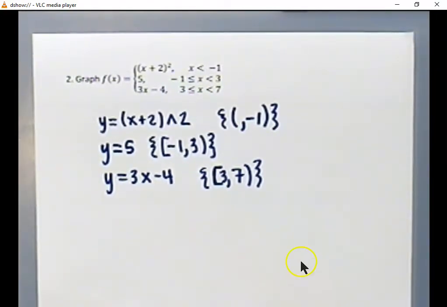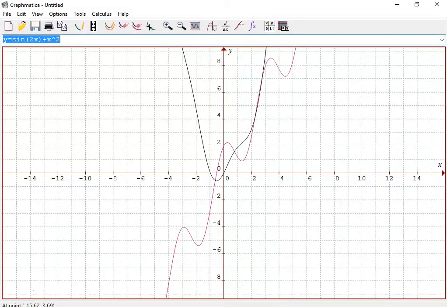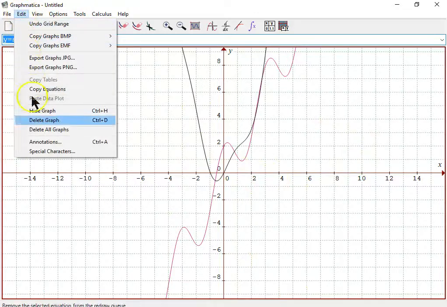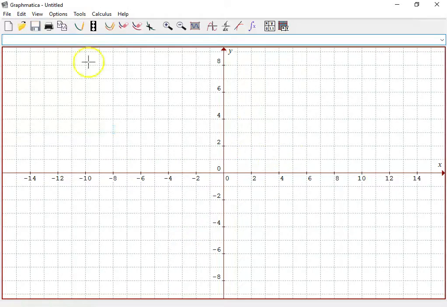So let me show you that as well on Graphmatica. Everyone got that written down? I'll switch over. Okay. If you want to get rid of these graphs I already have, you can save different files, but I just go up here under Edit. You can delete. That's where copy is, but I'll just delete everything I have for now. Okay, so here we go.